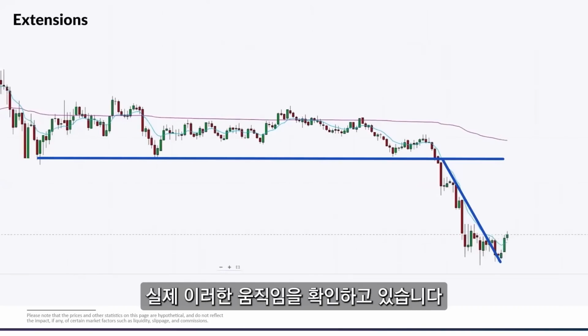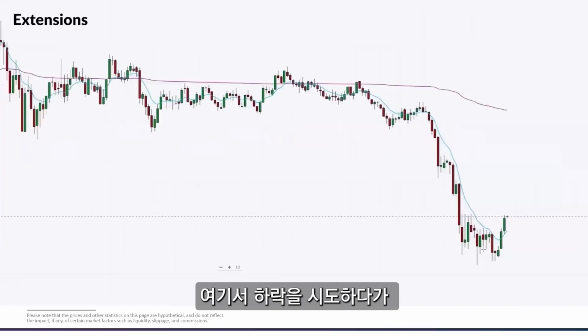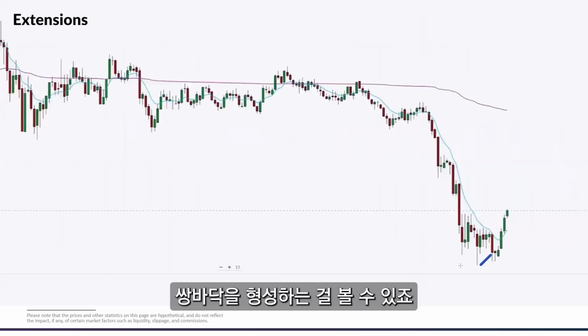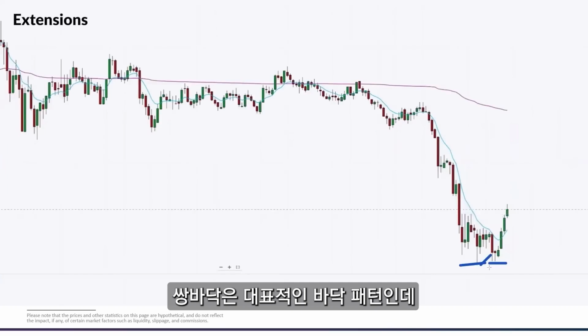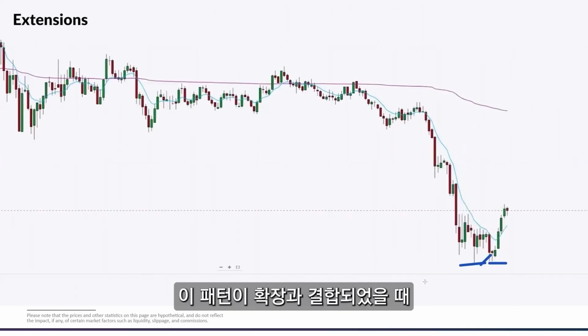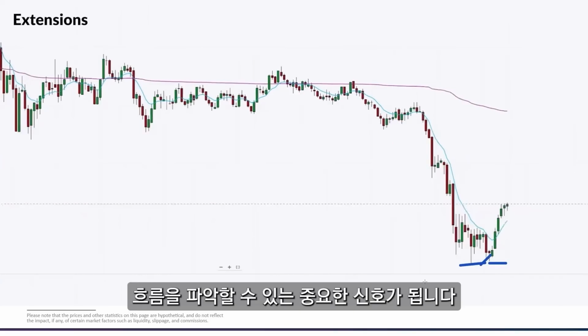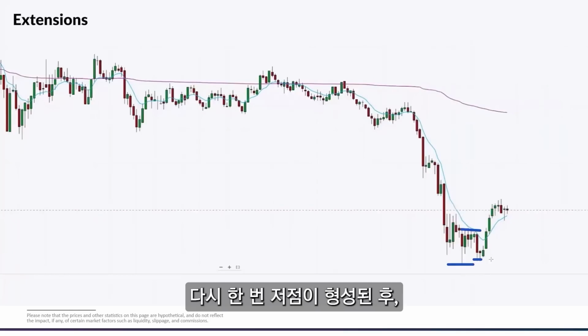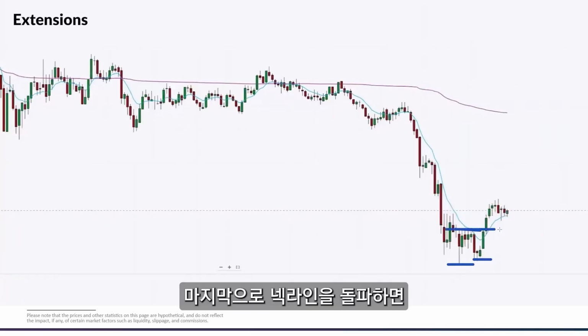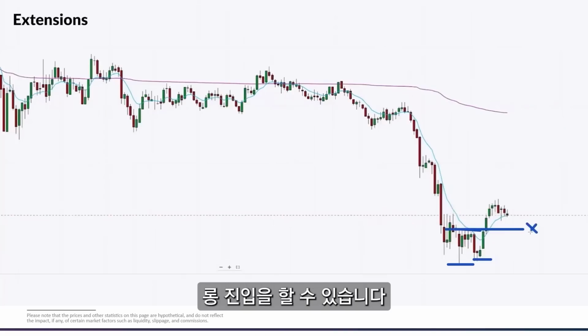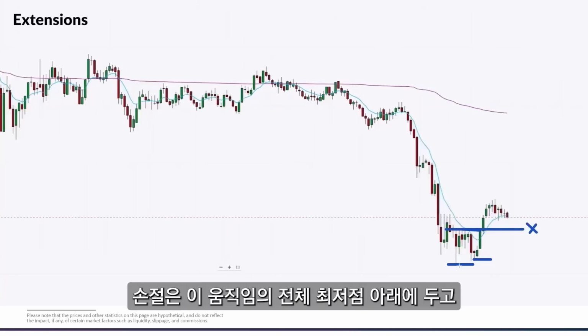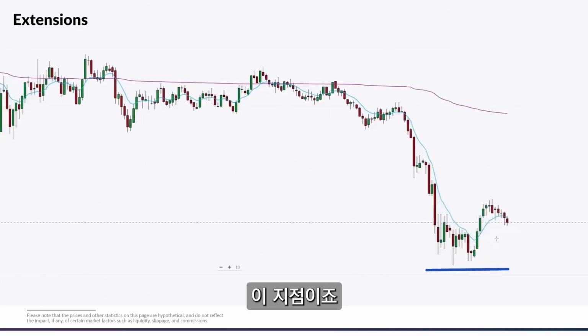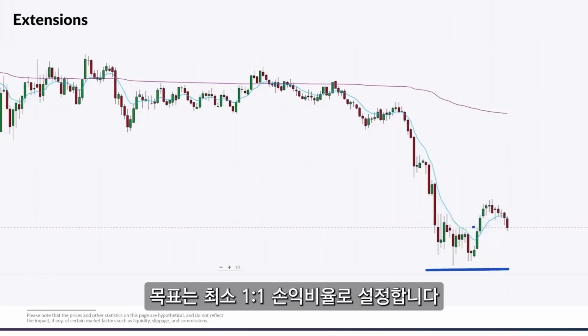We actually get this as it's setting up right there. Did you notice how we tried to break down and we put in what's called a double bottom? That's actually a bottoming pattern. And when we have that extension combined with a pattern, we have a low put in, we have a move up, we have another low put in, and then when we break what's called the neckline right here, we can enter our trade long. Our stop would be below the entire low of the move, right there, and we're targeting at least a 1-to-1.